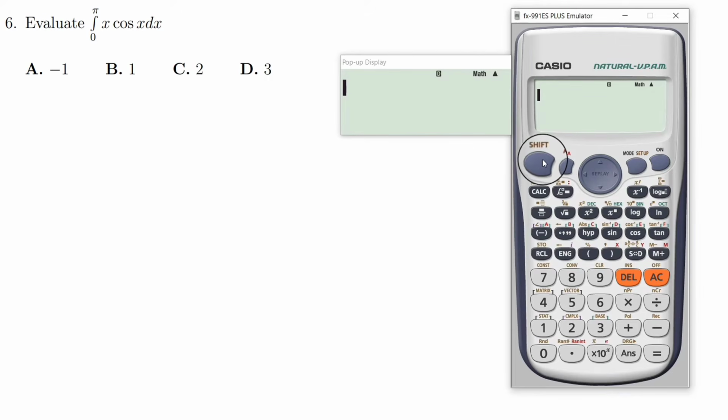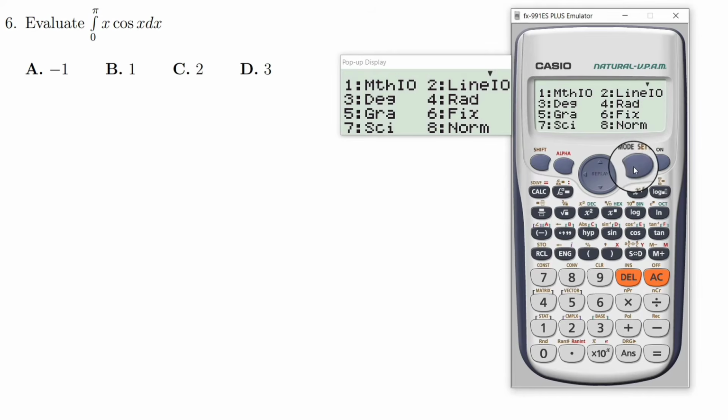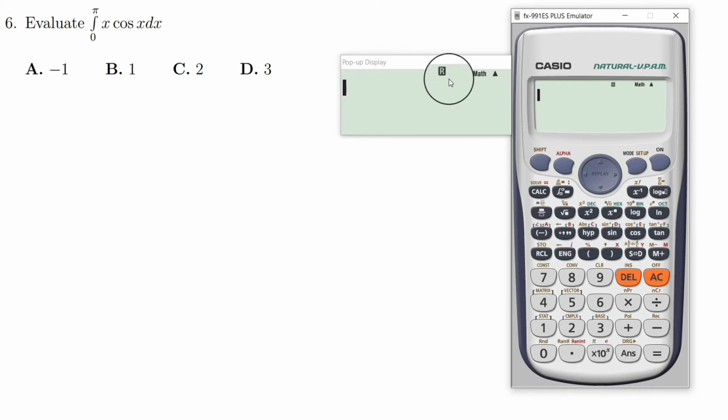You do that by pressing the shift button, then you press the mode button. You can see the default is on 3, which is degree, but you have to change it to radian by pressing 4. Once you press 4, you see that the D has changed to R. That means you are now in the radian mode, so any of your calculation will be in form of radian. The reason why you have to put it in radian is because your pi here stands for pi radian.